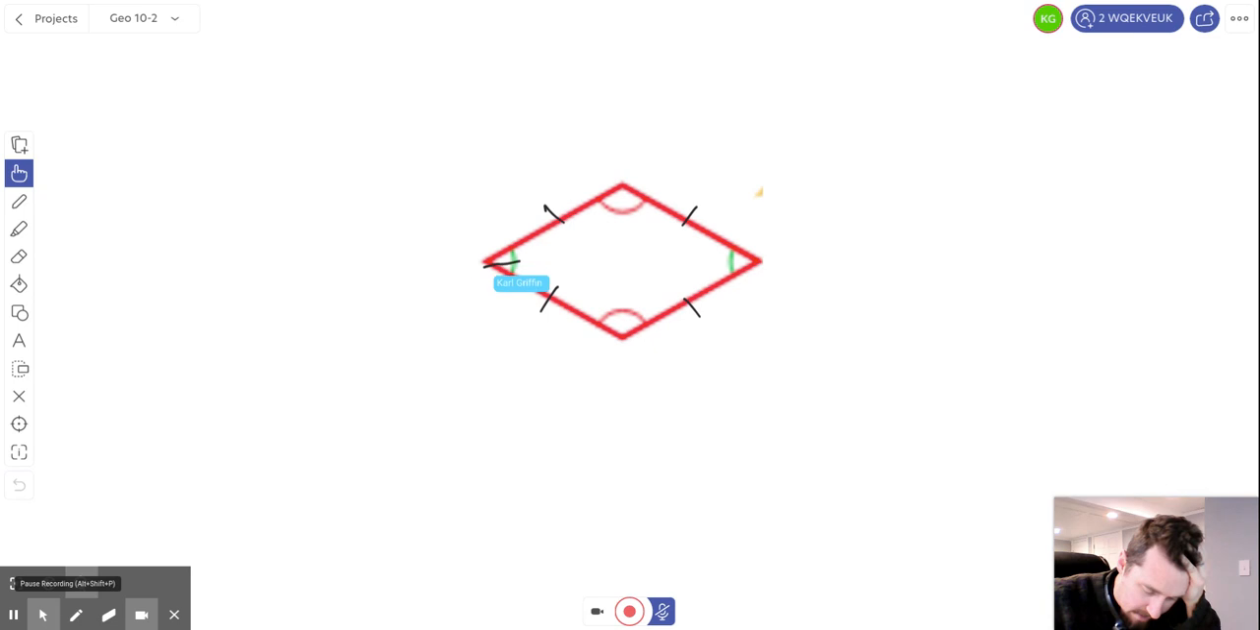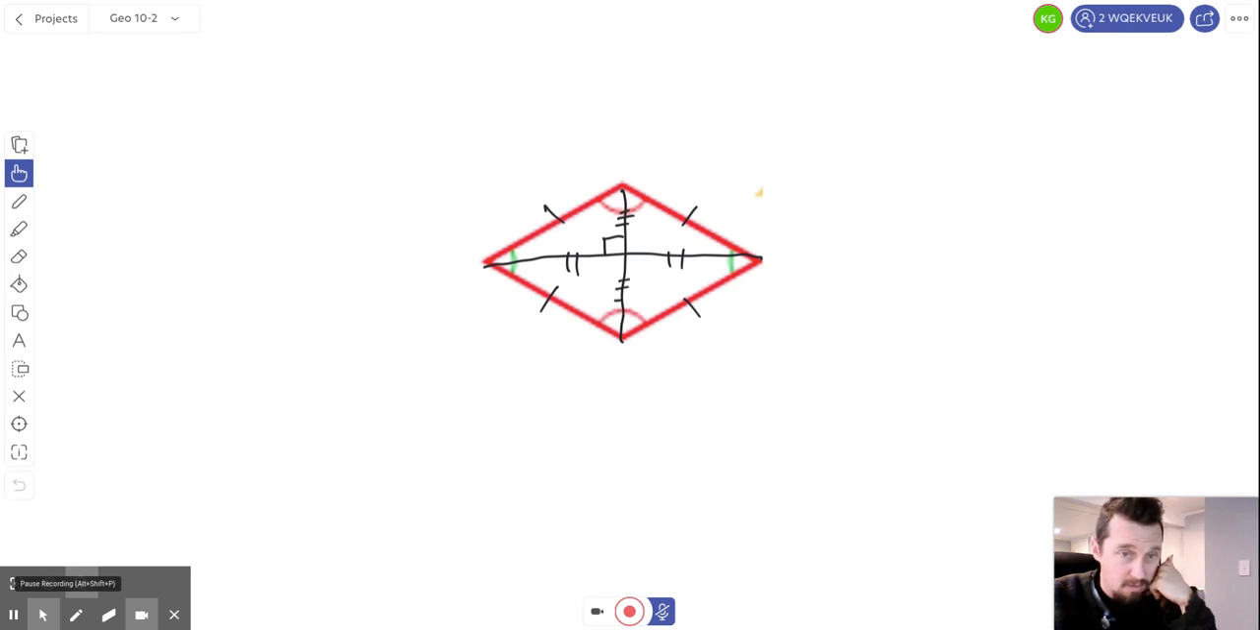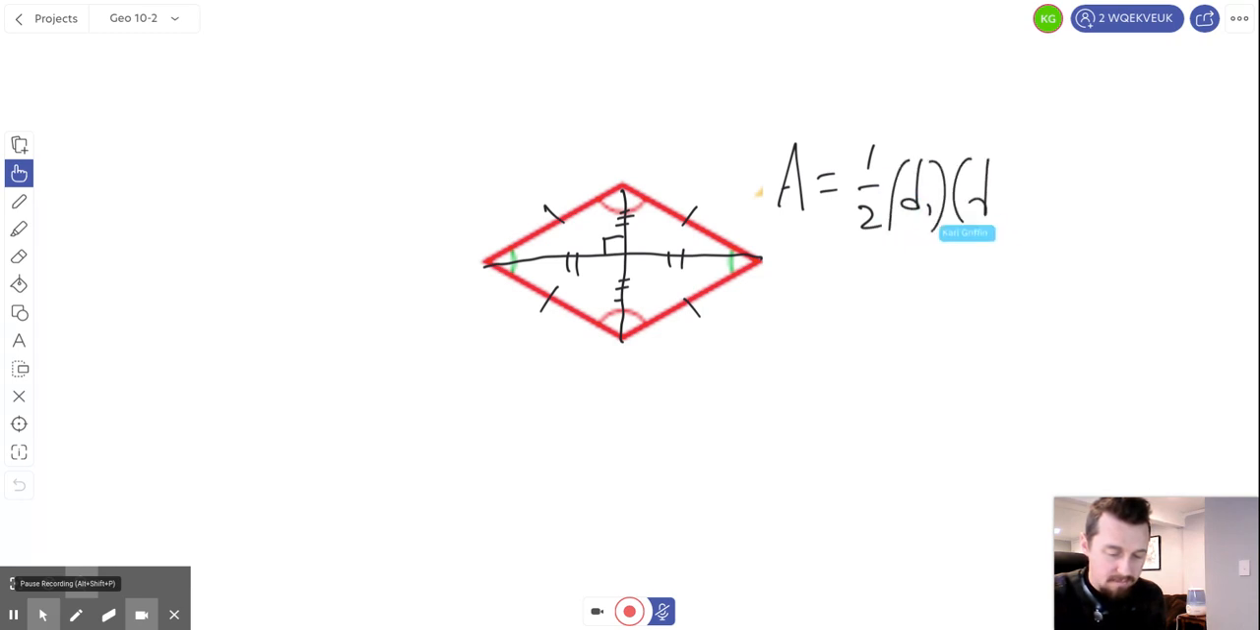And that means that the diagonals must be perpendicular, and they're both going to divide each other in half. So this one gets divided in half, so that's congruent on both sides, and this one gets divided in half, so that's congruent on both sides. And the formula for the area of a rhombus is the same as for the area of a kite. It is 1/2 diagonal 1 times diagonal 2.